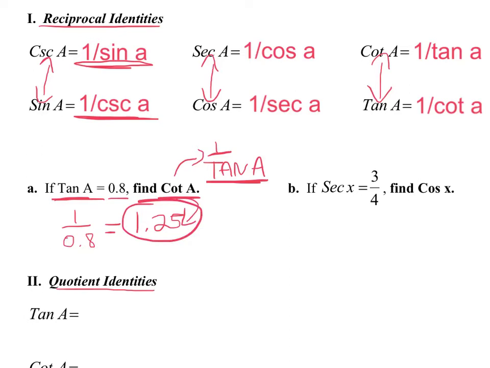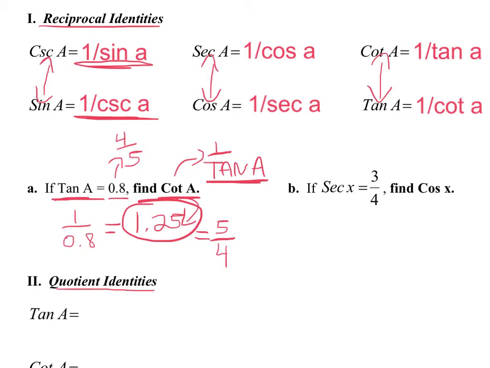The other way of looking at it, reciprocal means if you have a fraction, you just flip it. Tangent of A, 0.8, that's the same as 4/5. And if you flip that, you get 5/4. And 5/4, that's the same as 1.25. So that's another way of looking at it.